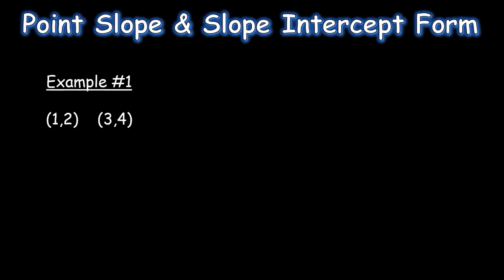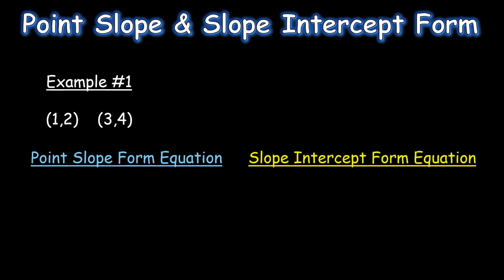Now let's take a look at our first example. We have points (1, 2) and (3, 4). We want to find an equation for point-slope form as well as slope-intercept form. For point-slope form, our equation will look something like this: y minus y1 equals m times x minus x1. And for slope-intercept form, here in yellow, we have our equation looking like this: y equals mx plus b.